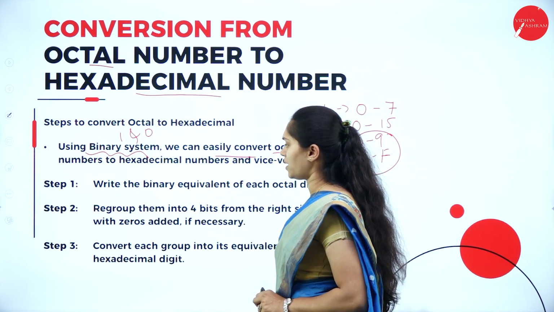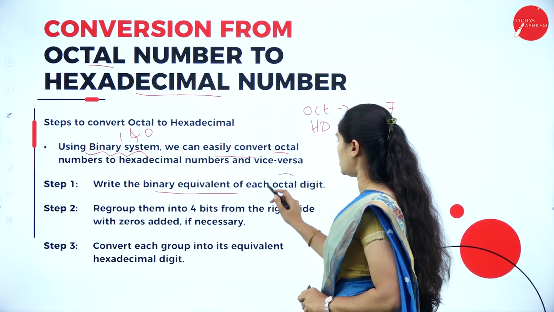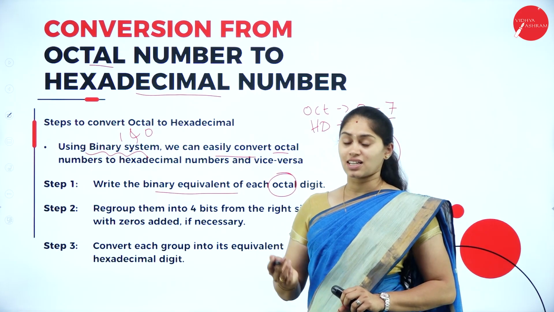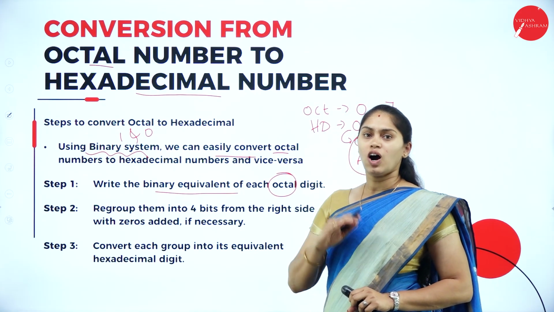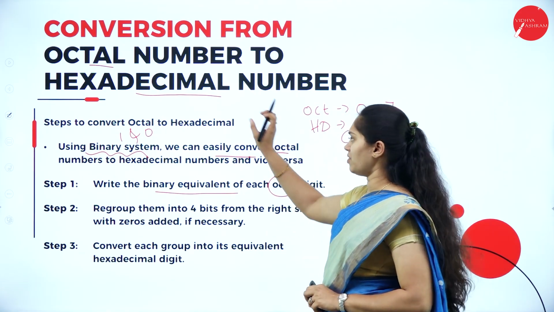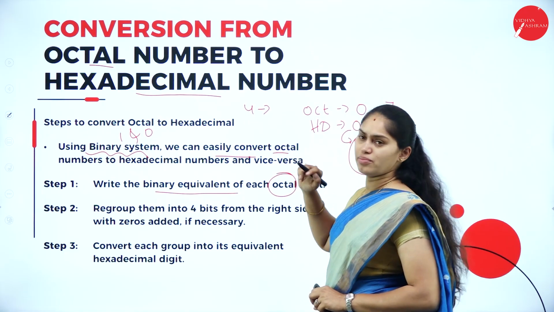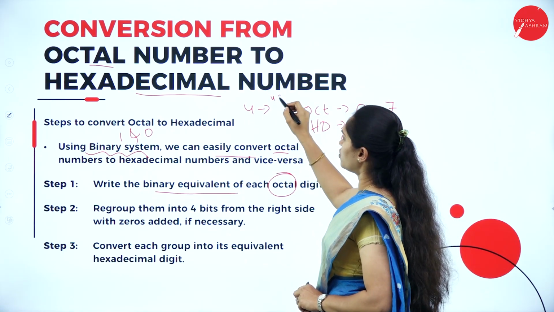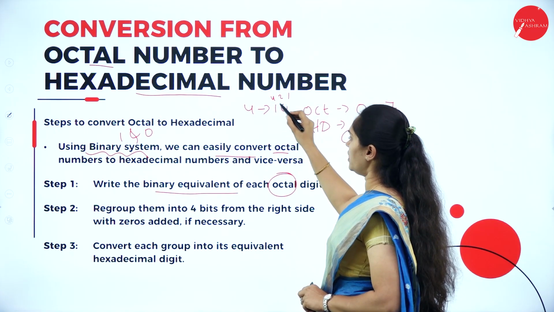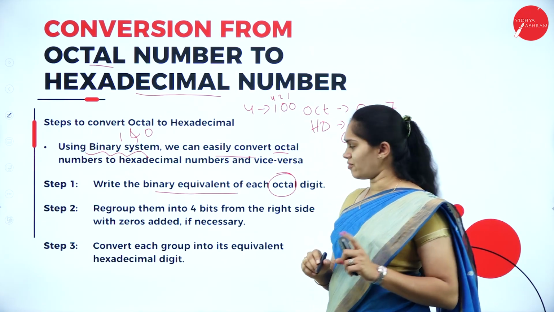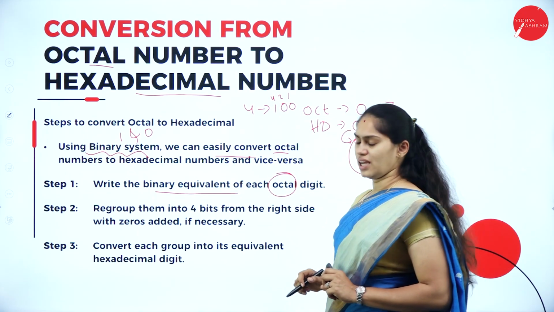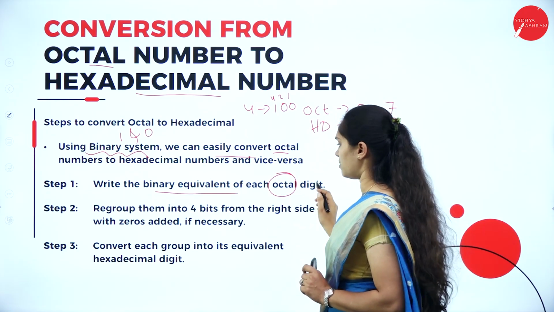What is the first step then? Write the binary equivalent of each octal digit. Already you know how to convert octal to binary, right? If I give 4, then what is the binary equivalent? You have to take 4 2 1 format. So if it is 4, it is 1, 0, 0. In the same way, we have to write the binary equivalent of each octal digit here.